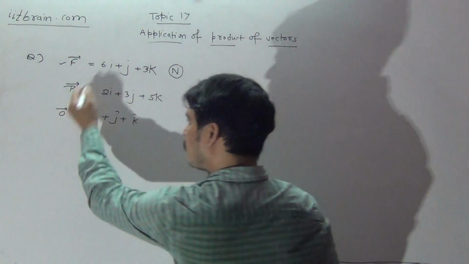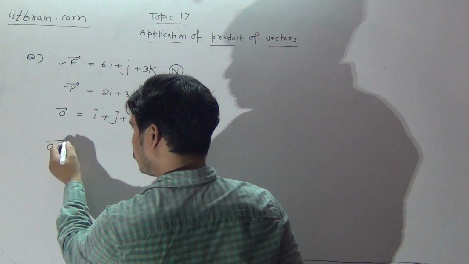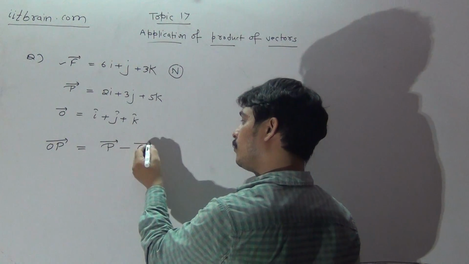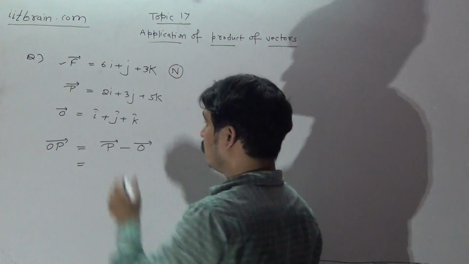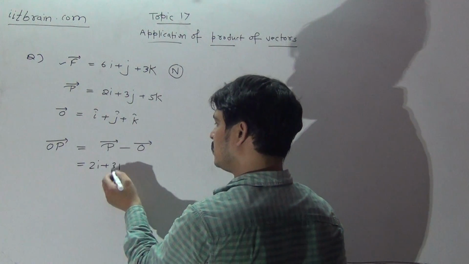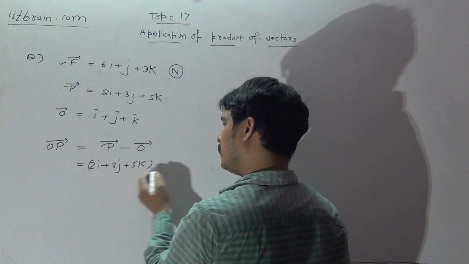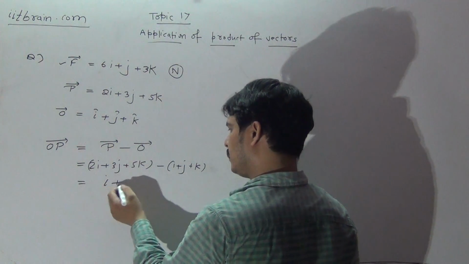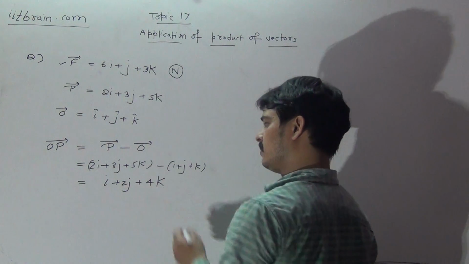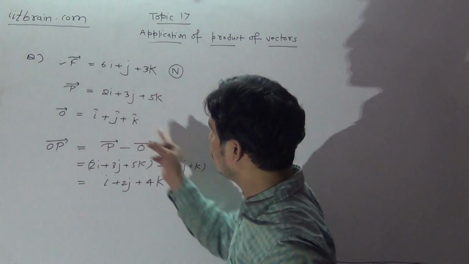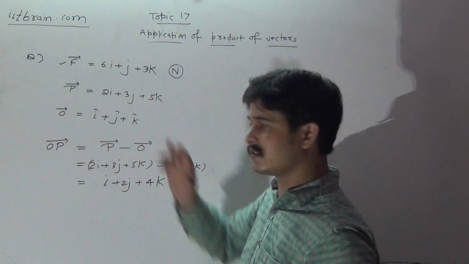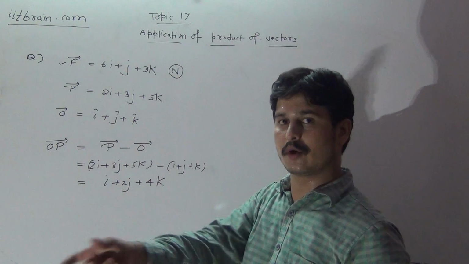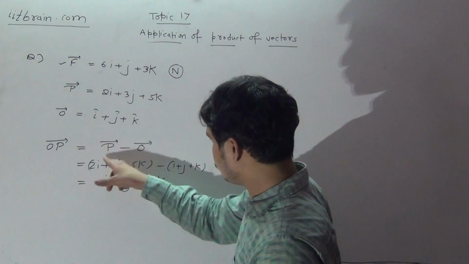So first calculate the vector OP. OP vector will be, as in the previous discussion of work, P minus O. So it is 2i plus 3j plus 5k minus i plus j plus k. It is i plus 2j plus 4k. This is the OP vector. P is 2i plus 3j plus 5k, the point where force is working. O is the point about which we have to calculate the torque. So the OP vector is P minus O vector.